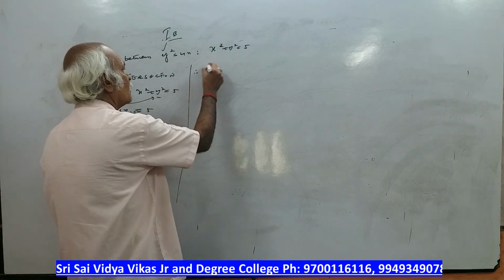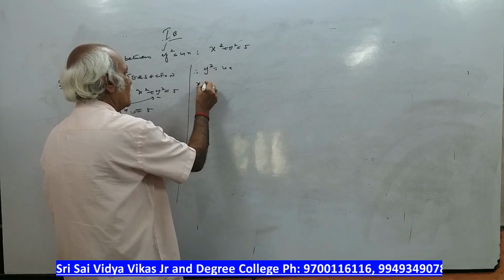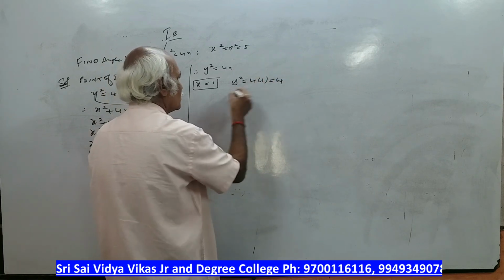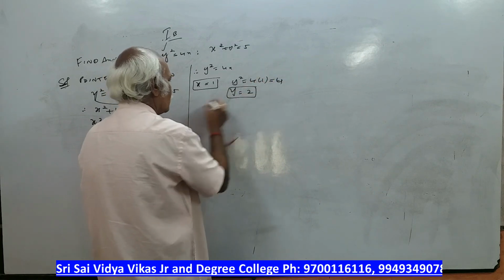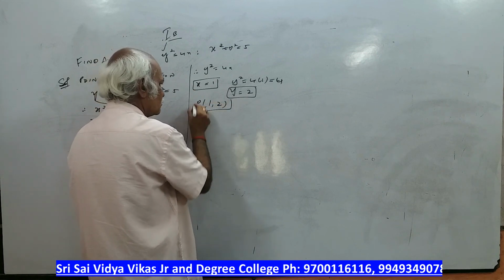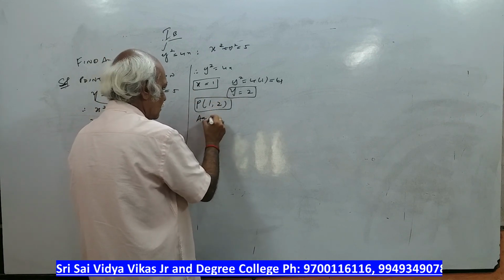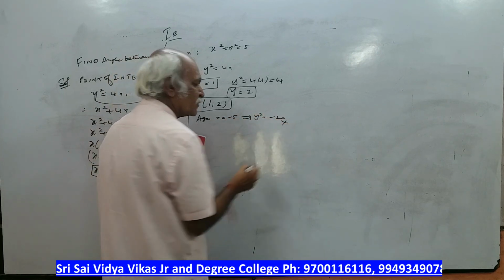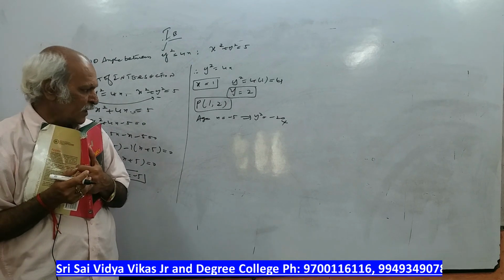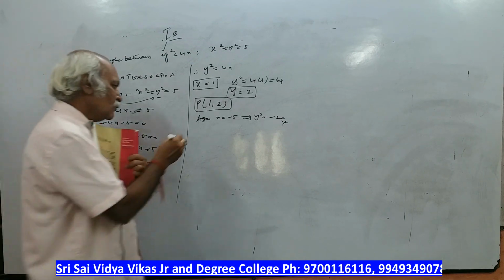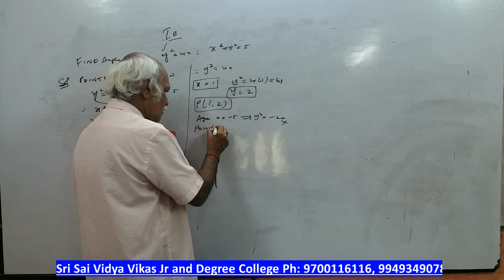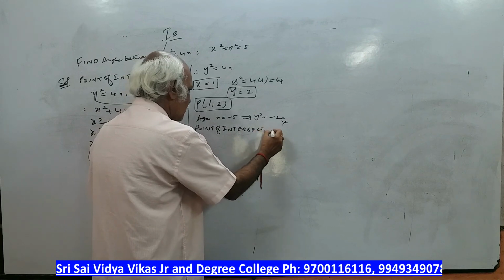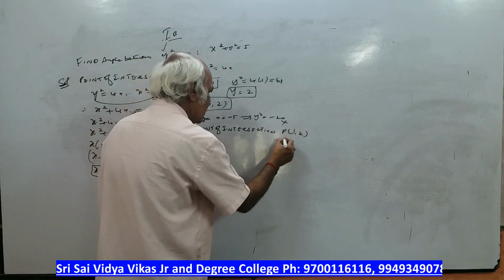Therefore, y square is equal to 4x. X is equal to 1 if you consider, y square is equal to 4 into 1, 4. So y is equal to 2. So what is the P? 1 comma 2. Again, x is equal to minus 5, y square is equal to minus 20, which is not possible because y square cannot be negative. Okay, square of any number cannot be negative. So what is the point of intersection? P is 1 comma 2.